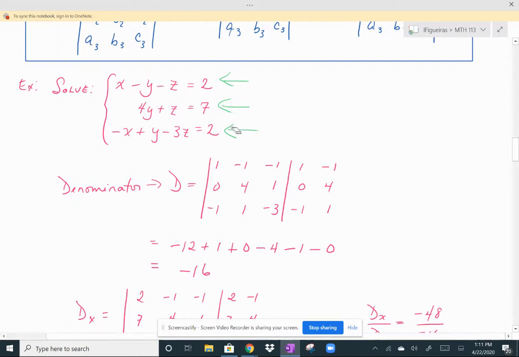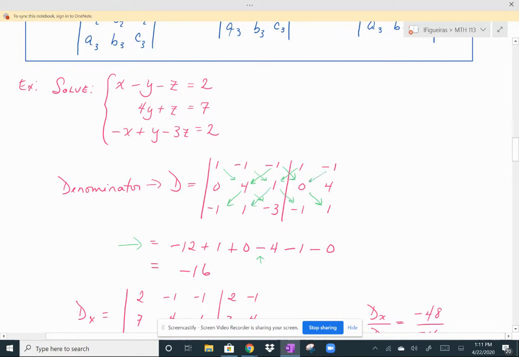So I'm going to use the first method that I showed you, which is to repeat columns 1 and 2. So that's what I'm writing here. And then we just multiply across. So the first product of 3, this way, 1 times 4 times -3 is -12. Then -1 times 1 times -1, well, that gives you a +1. And then again, when you're going in this direction, you're adding. So -1 times 0 times 1, well, that's just 0. When you go in the other direction from right to left, -1 times 4 times -1, that's when you start subtracting. So that's -4. Then 1 times 1 times 1, well, that's -1.